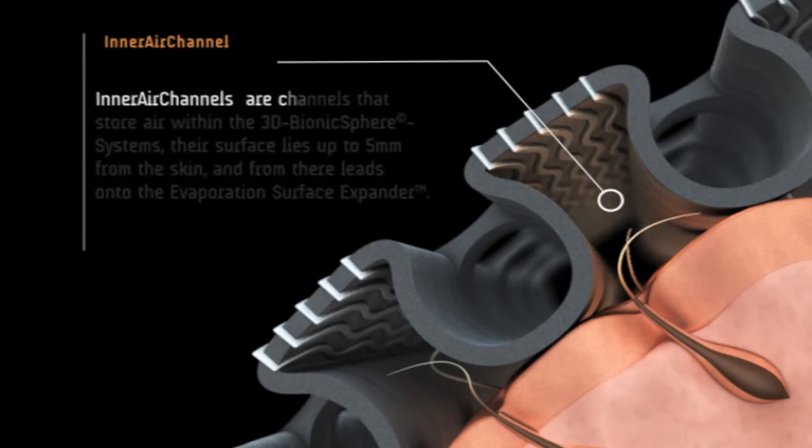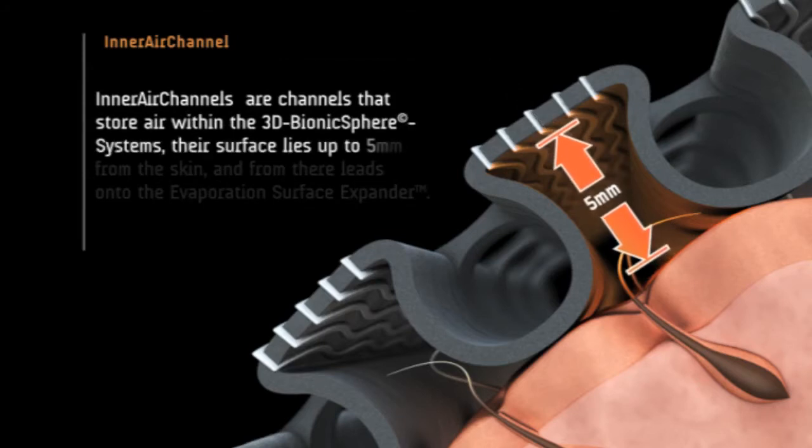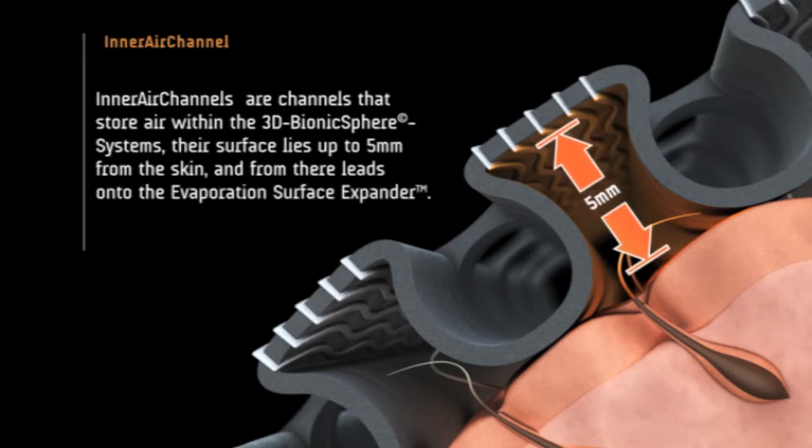The inner air channels are channels that store air within the 3D-Bionic Sphere system. Their surface lies up to 5 mm from the skin, and they lead on to the evaporation surface expander.